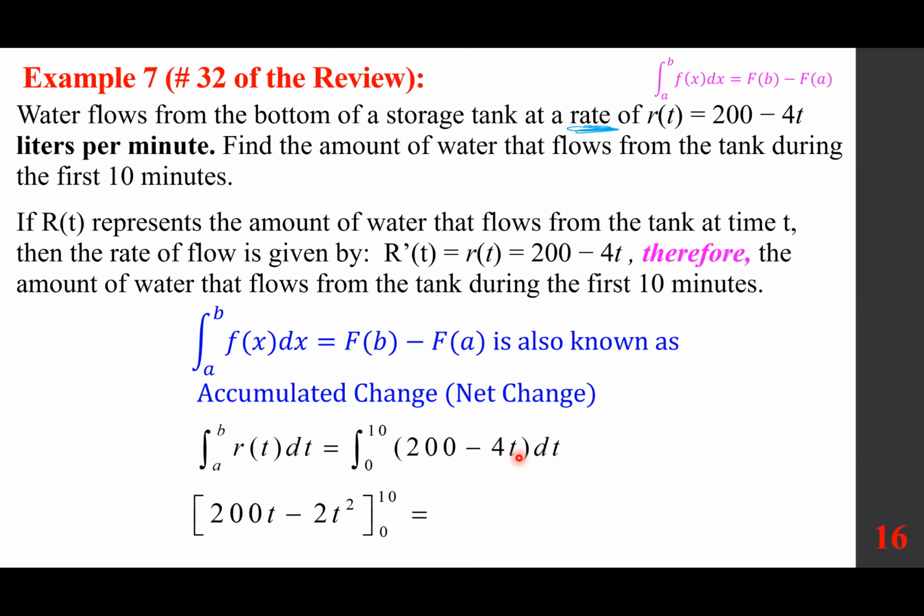If you plug in 10, you get 2000 minus 10 squared is 100 times 2 is 200. And if you plug in 0, you get 0, so it makes no difference. 2000 minus 200 or 1800 liters.